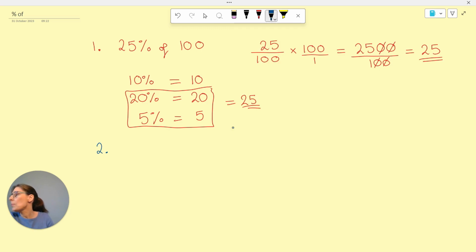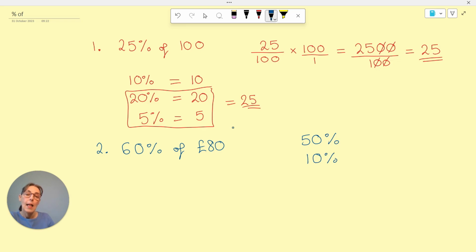Okay. Number two, 60% of £80. So there's different ways we can do these. I probably like to do 50% and 10%. And then because 50% plus 10% is 60%, that's how I probably prefer to do it.